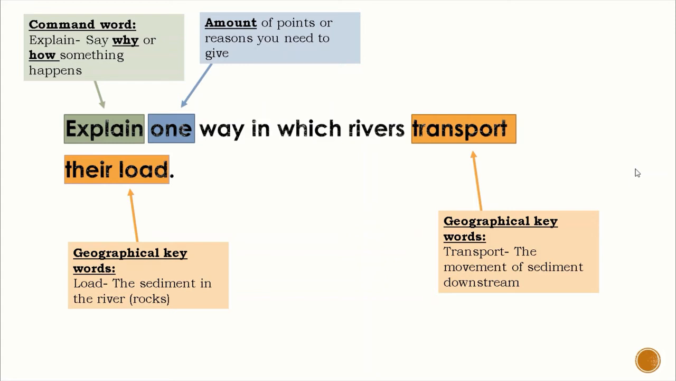Because it's a 2-mark question, you need to make sure that you are giving a point, but also explaining it for that further mark. And then finally, there are 2 key words in this question. The first one, nice and easy, transport. So transport is just the movement of your sediment downstream. However, the second key word in this question might throw you off a little bit. So it says load. All that load means is the sediment in the river, or the rock that is in the river. Okay, so remember that word. They're not trying to confuse you, but make sure you know what that word load means.